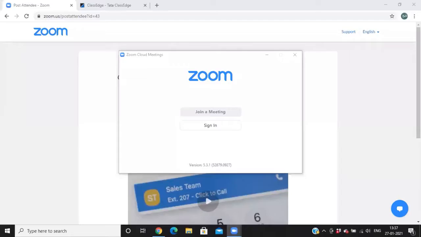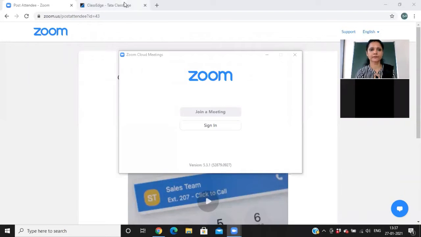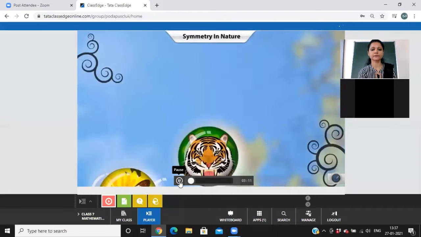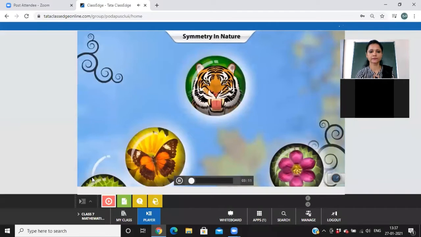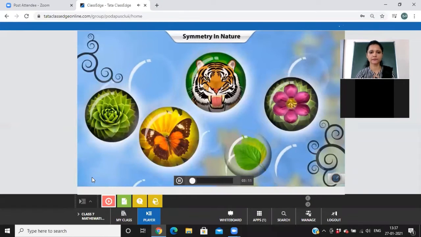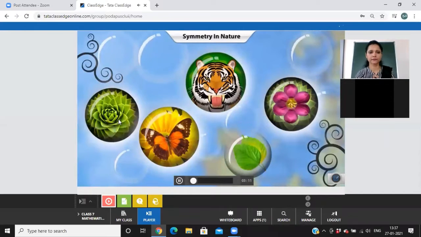So children, today we'll be exploring the symmetries in nature as well as in mathematics. So we'll start with a very beautiful video. Have you ever wondered why nature looks so beautiful? To some extent, the beauty lies in the symmetry exhibited by the objects that are found in nature. Most objects in nature exhibit some form of symmetry.